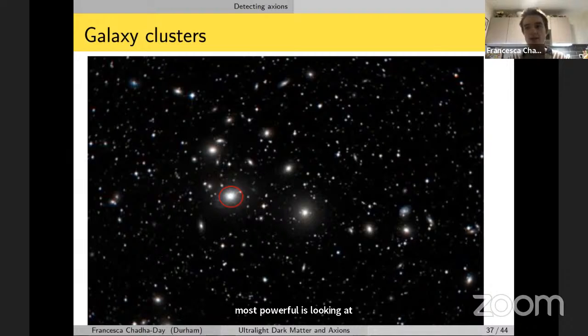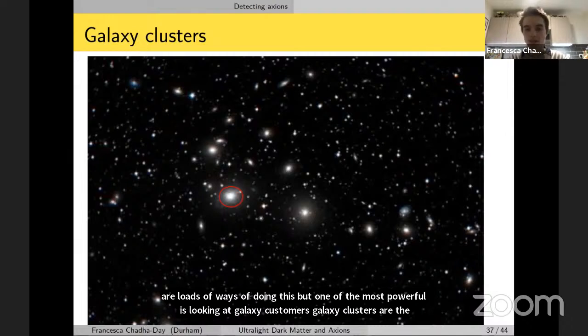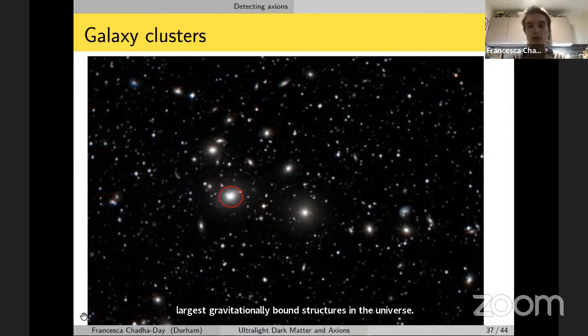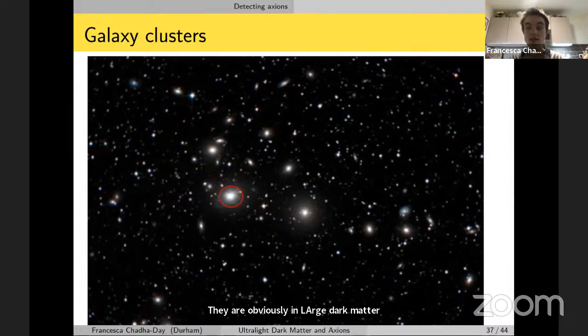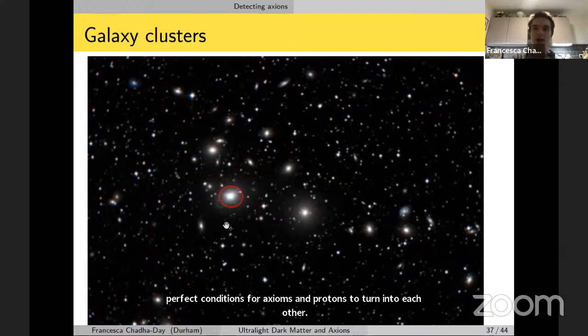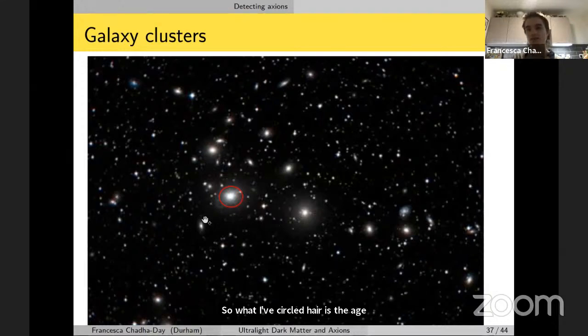Galaxy clusters are the largest gravitationally bound structures in the universe. They are groups of hundreds of galaxies, which is what we see here. They are obviously in large dark matter halos, and they also contain a warm X-ray emitting gas that suffuses the entire galaxy cluster. And this gas hosts a magnetic field, which provides the perfect conditions for axions and photons to turn into each other. So what I've circled here is the AGN at the center of a galaxy cluster.